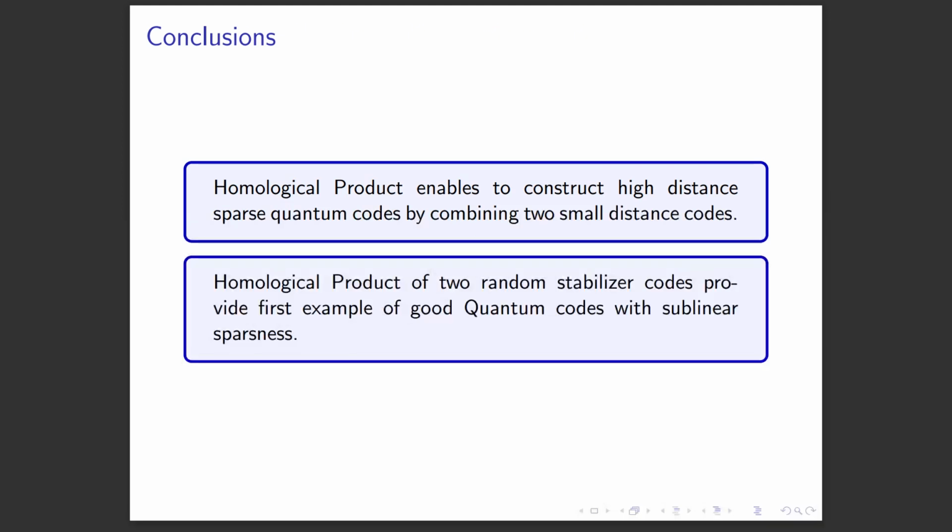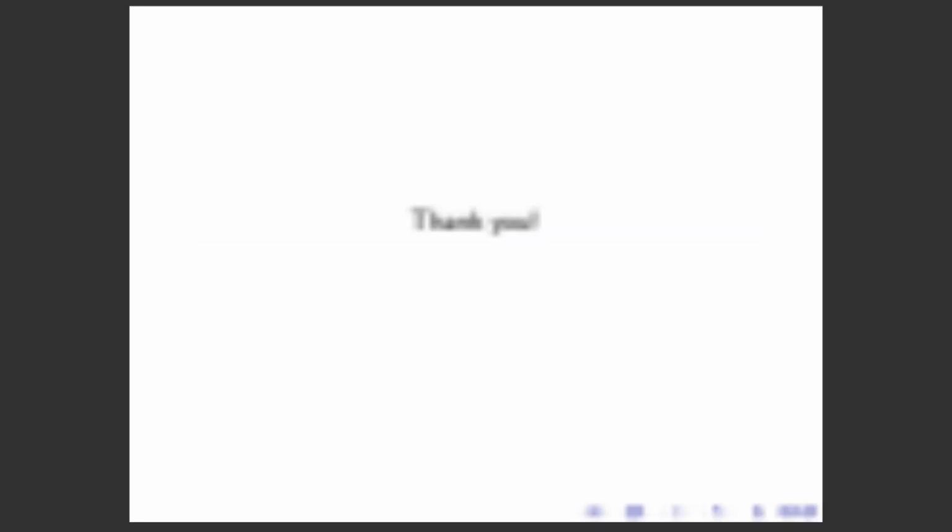To conclude, the homological product enables us to construct high distance sparse quantum codes by combining two small distance codes. And the homological product of two random stabilizer codes provides us the first example of good quantum codes with sublinear sparseness.